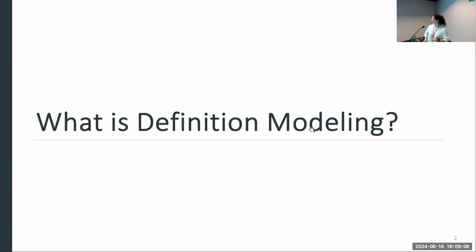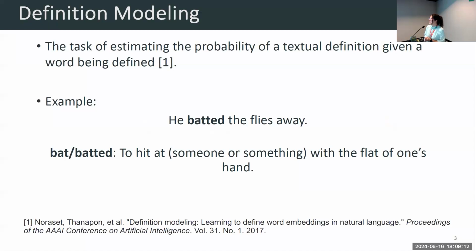Okay, switched. All right. So first, what is definition modeling? Definition modeling is basically the task of estimating the probability of a textual definition given a word being defined. So let's say we have this sentence, he batted the flies away. So given the word batted, we would like to estimate the probability that its definition is to hit at something or someone with the flat of one's hand.